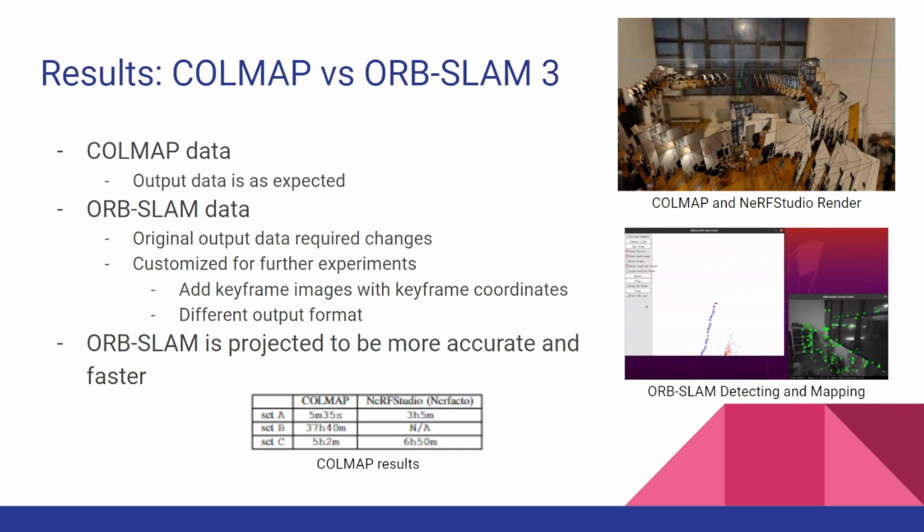As such, we experienced issues while obtaining the output data as it required changing code and adding custom modules. For example, while we were receiving image keyframe coordinates, we weren't able to extract the keyframe image. We could not show the image itself in NeRF Studio's visualizer. We spent a lot of time making ORB-SLAM compatible with the rest of our pipeline as our research indicated ORB-SLAM could provide faster and more accurate camera poses.